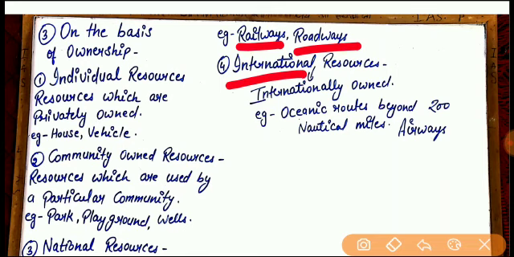Fourth is international resources. What are called international resources? Resources that are internationally owned, like oceanic routes beyond 200 nautical miles for oceanic voyage, are called international resources. Airways is also an example of international resources.